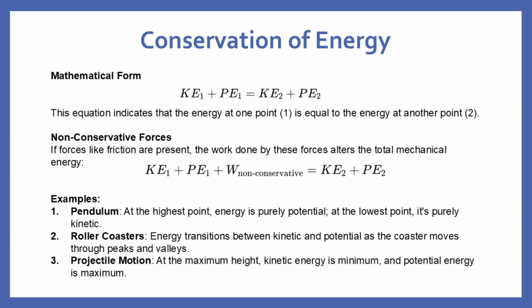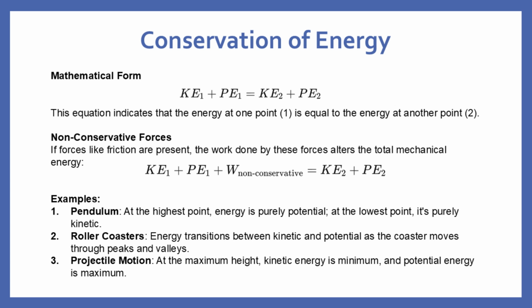When non-conservative forces, such as friction, are present, the work done by these forces alters the total mechanical energy. This is represented by the equation: the energy at point 1 plus the work done by non-conservative forces equals the energy at point 2.